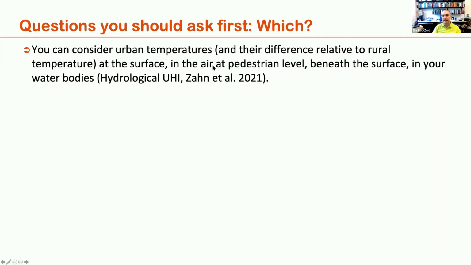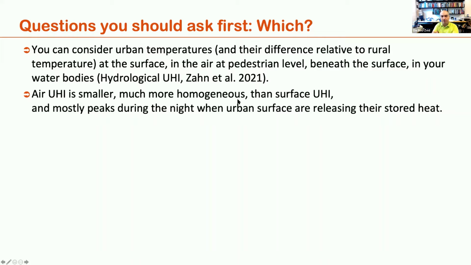Let's take the surface and air UHIs because these are the ones that people focus the most on. They're quite different. So the air UHI is much smaller. It would be 2, 3, 4 degrees, maybe. In some cases, it might reach more than that, but typically it's less than 5 degrees Celsius. It's going to be much more homogeneous than the surface UHI. And the air UHI mostly peaks during the nighttime when urban surfaces are releasing all the heat they store during the day. So it peaks at nighttime.